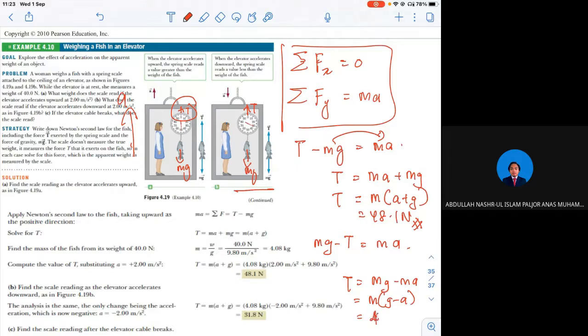M is 40 over 9.8, times 9.8 minus a, where a is 2 meters per second squared. So you will get to know that the answer will be 31.8 newtons. G is 9.8 and a is 2, but it's going downward. So the answer is 31.8 newtons for the B part, and for the A part, you will get 48.1.